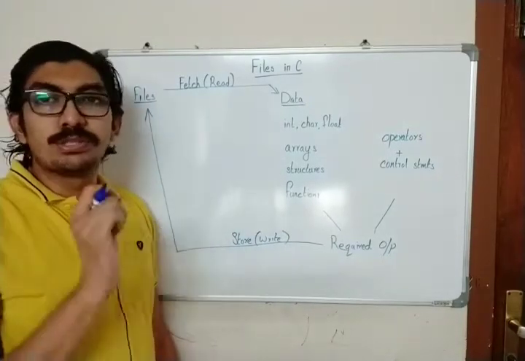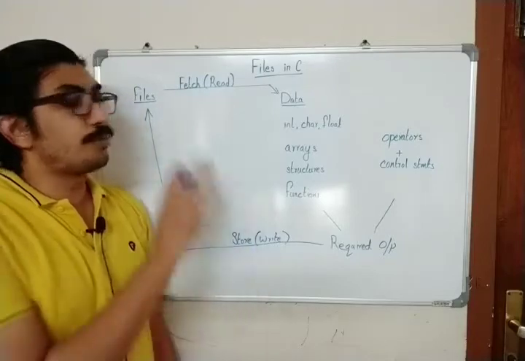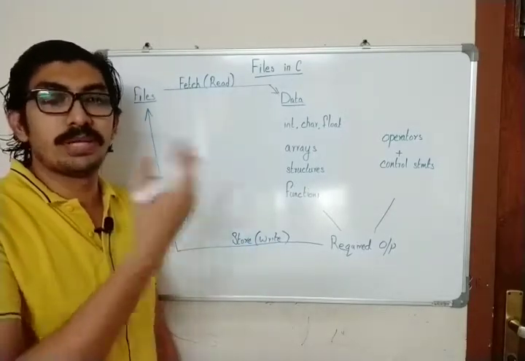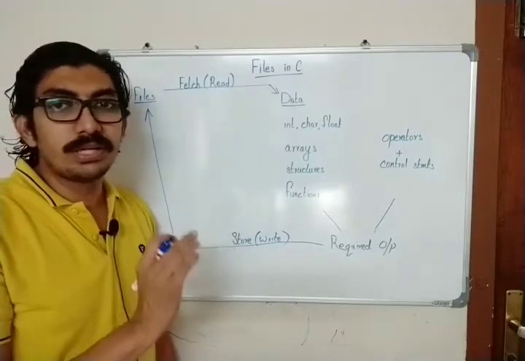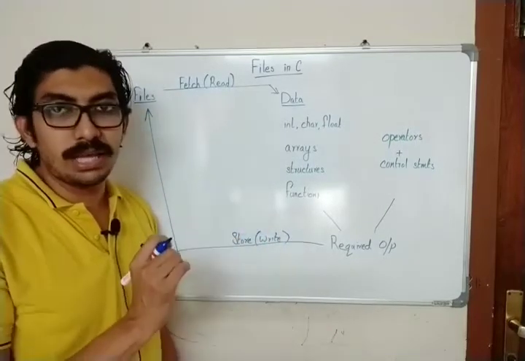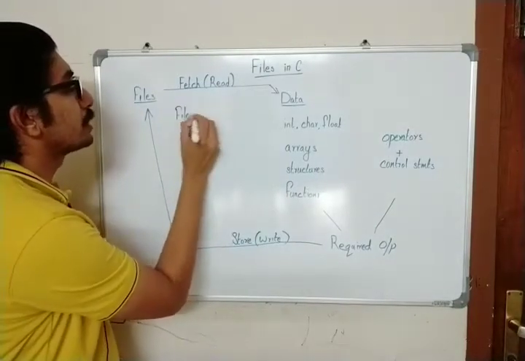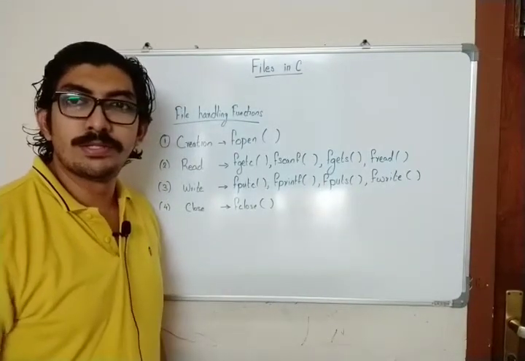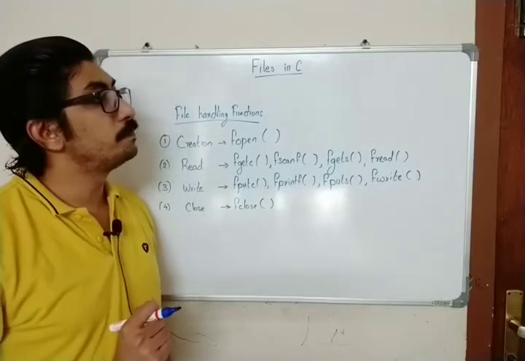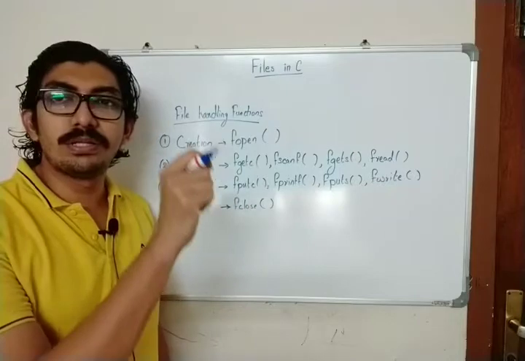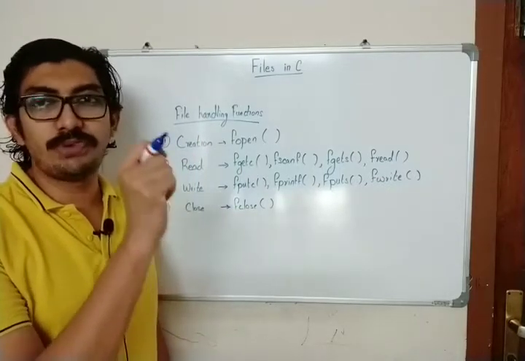Okay. So C also provides this option of reading and writing into a file. We can create a file, we can open it, we can close it. There are various other operations which are supported by the C language. So next we will see the different file handling functions. So continuing with files in C, first of all, the file can be accessed only through a pointer, which will be called a file pointer.